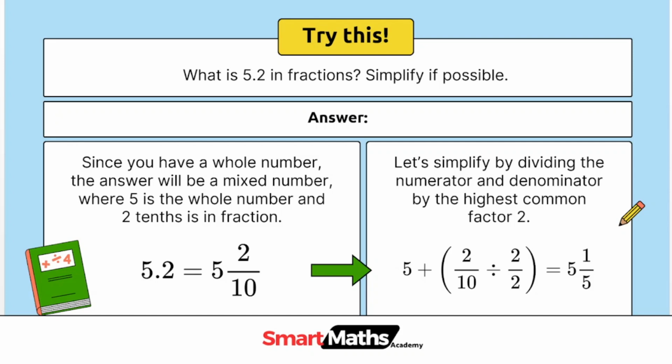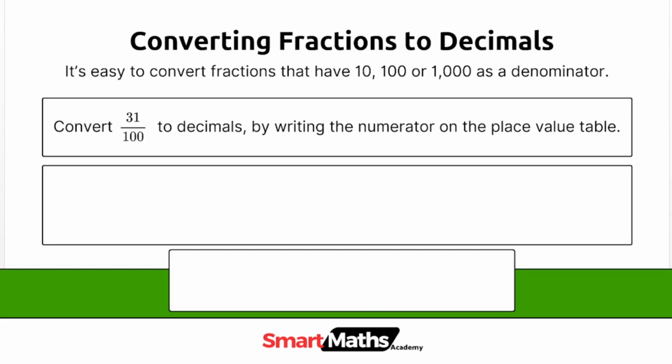So let's look at the next one. We have learned how to convert decimals to fractions. Now let's look at converting from fraction to decimal. So converting fractions to decimal, how do we do that? It's quite simple as well. It's easy to convert fractions that have 10, 100 or 1000 as a denominator. Just like the case of this, we're converting 31 over 100 to decimals.